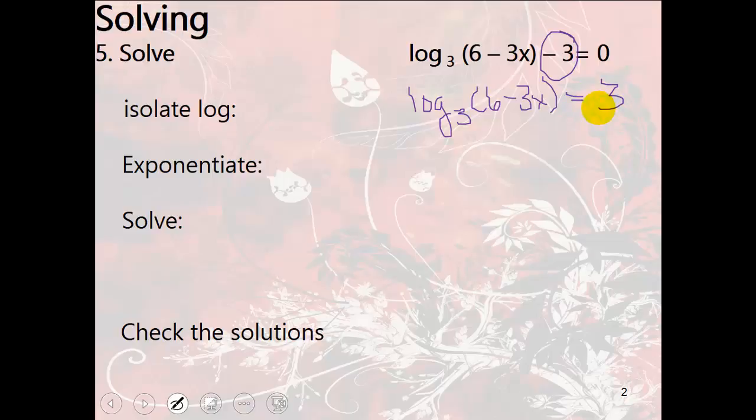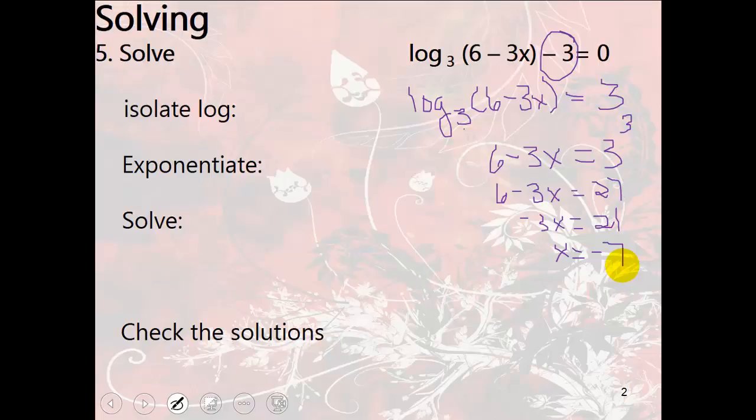Now I'm going to exponentiate. My input, 6 minus 3x, has to be equal to my base, which is 3, raised to the third power. And now I'm going to solve. So I get 6 minus 3x is equal to 27. Negative 3x is equal to, I'm going to subtract 6 from both sides, 21. So x is equal to negative 7. All right? So I'm saying that negative 7 is the solution to that equation using that log.